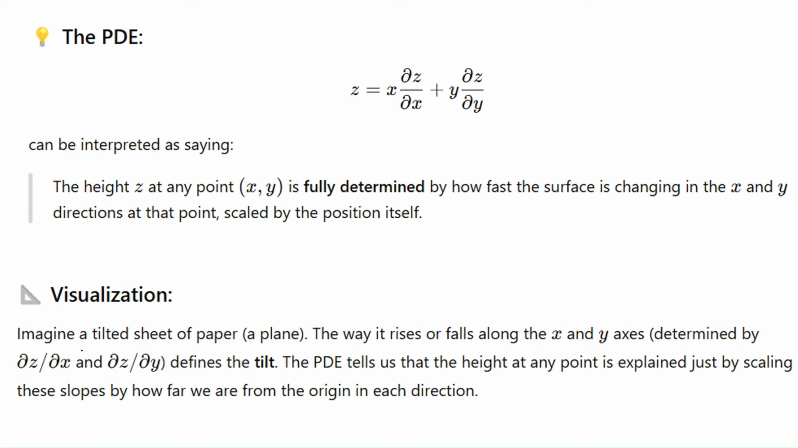Visualization. Imagine a tilted sheet of paper, a plane. The way it rises or falls along the x and y axes, determined by del z del x and del z del y, defines the tilt. The PDE tells us that the height at any point is explained just by scaling these slopes by how far we are from the origin in each direction.